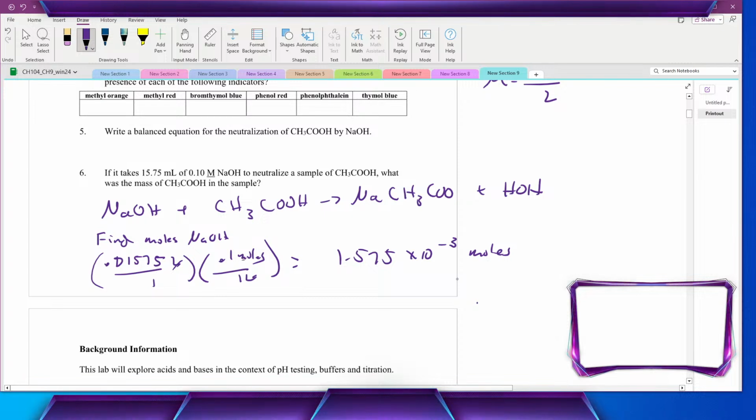And so once you're here and you recognize this 1-to-1 ratio, then we can say that this is the same moles as our acetic acid. So we have 1.575 times 10 to the negative third moles of vinegar or acetic acid.